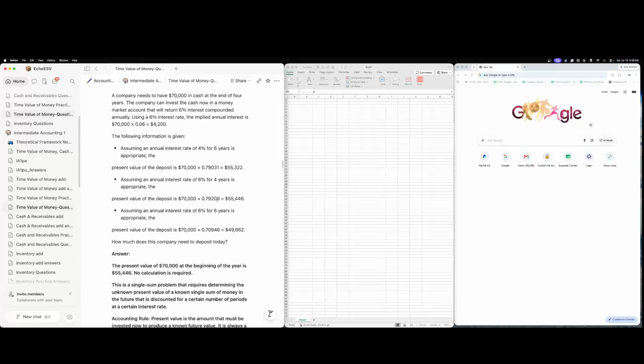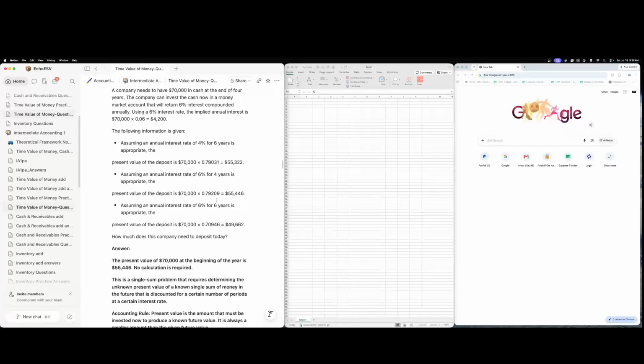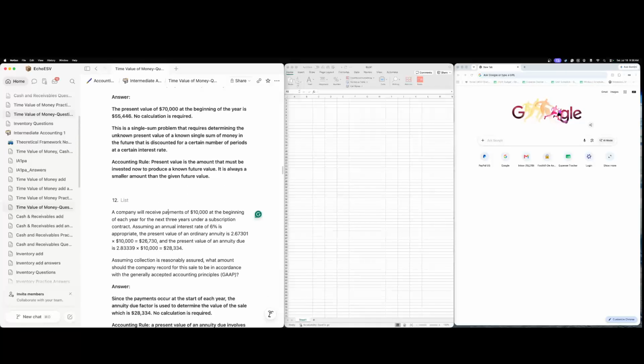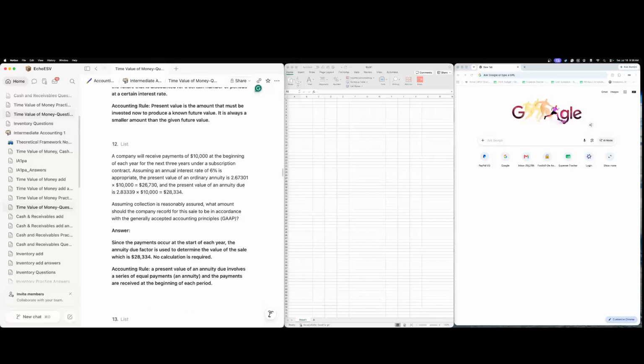Needs to have 470,000 cash at the end of 4 years. 4 years at 6%. Present value is $55,446. So that's going to be what is recorded. And then, what needs to be deposited? A company received $10,000 at the beginning of each year under a subscription. So at the beginning of each year, January 1st, for the next 3 years under a subscription contract.